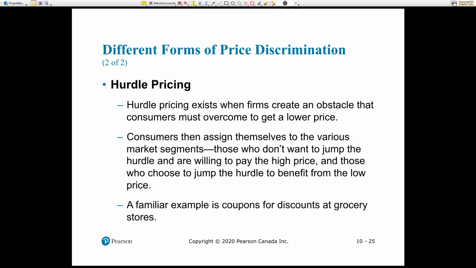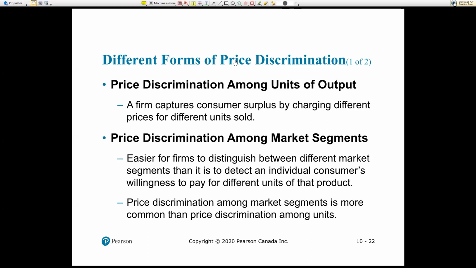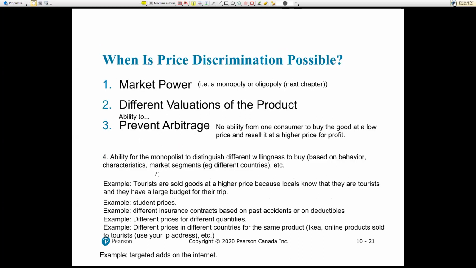All right, so we were talking about price discrimination. Last time I gave a bunch of examples. If a monopolist is able to distinguish between different willingness to pay, then it is able to discriminate. And if it is able to discriminate, then it is able to extract as much or more consumer surplus than it would. But the tricky condition is number 4. So how do you discriminate?